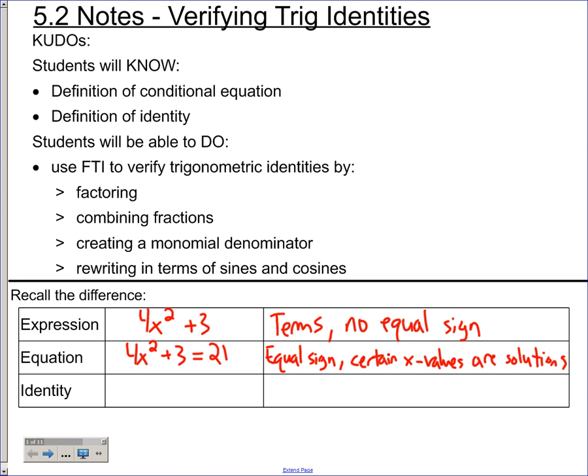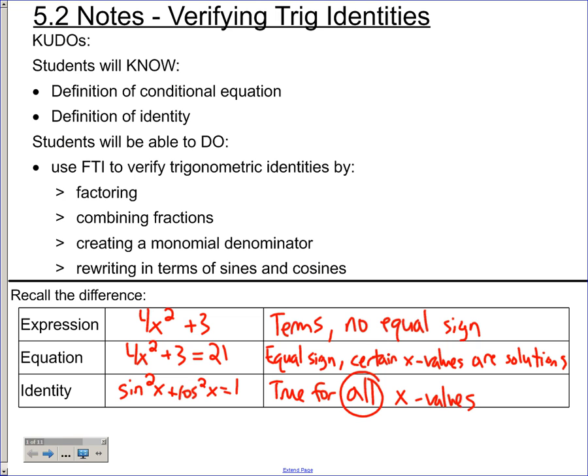Okay, and lastly, we have this new word called an identity. So we've seen the Pythagorean identity, sine squared x plus cosine squared x is equal to 1. And identities are true for all x values. For any x value that you plug in, an identity should be true.